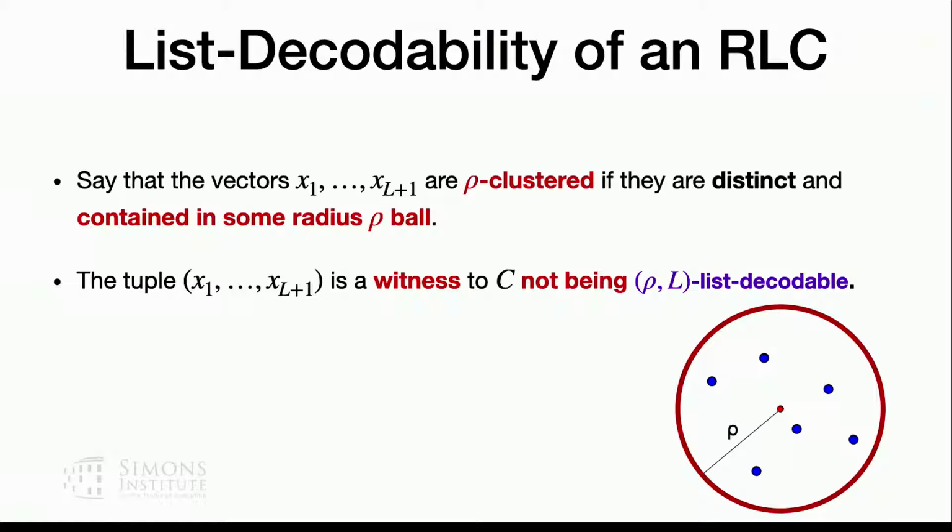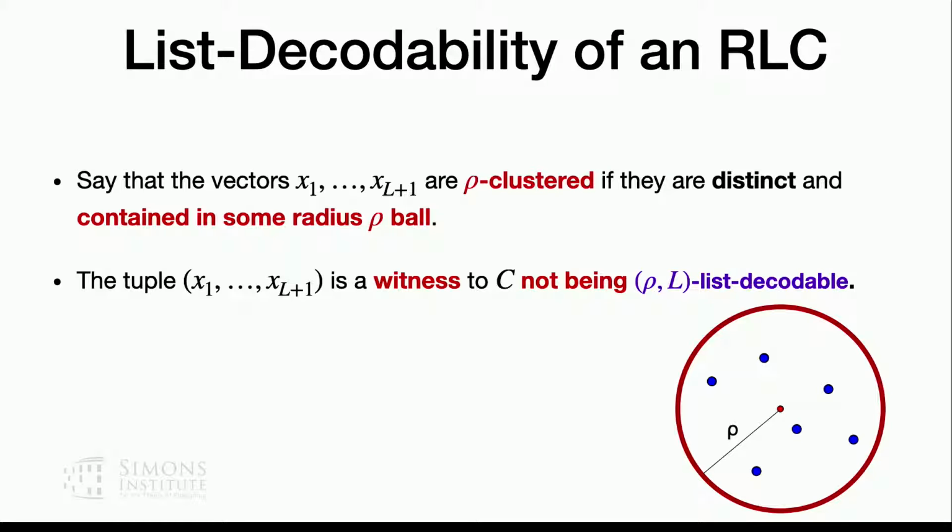If a code is not list decodable, then there has to be some witness to this fact. How do I convince you that a code is not list decodable? I just need to show you the vectors that make it non-list decodable. If I want to show you that a code doesn't have good distance, I just need to show you two codewords which are close to each other. If I want to convince you that it's not (ρ, L) list decodable, I need to show you L plus 1 vectors that all lie in the same ball.